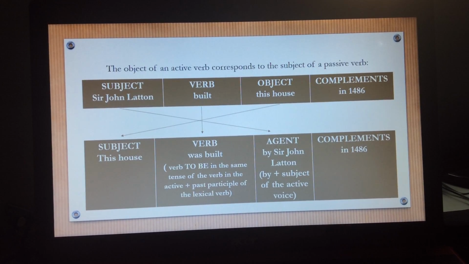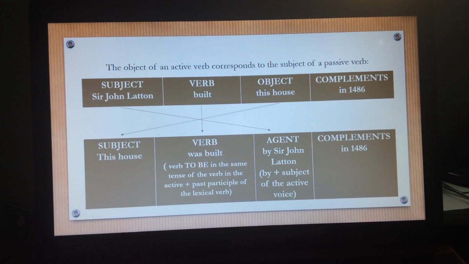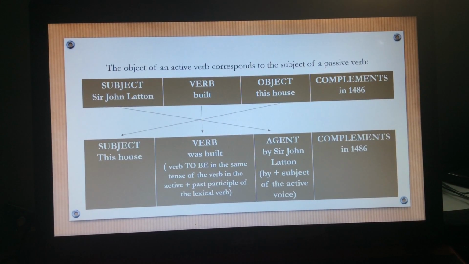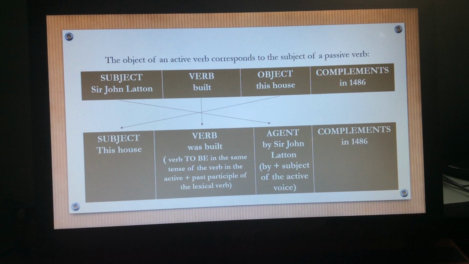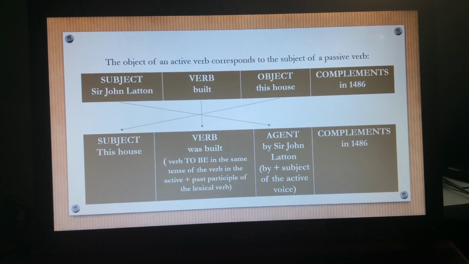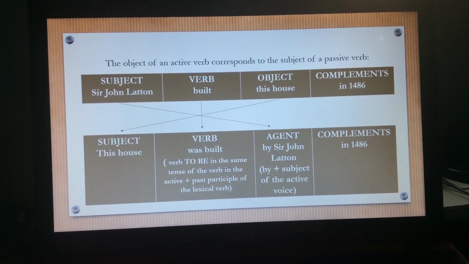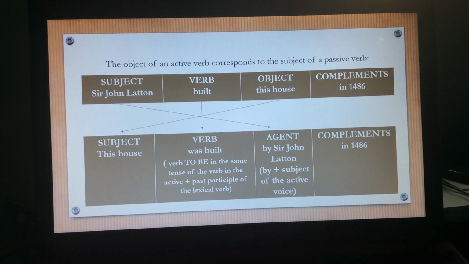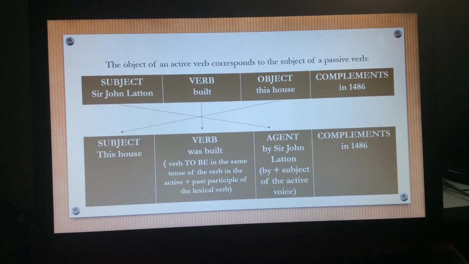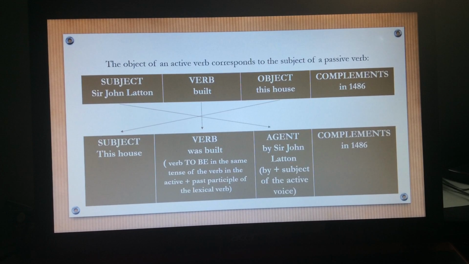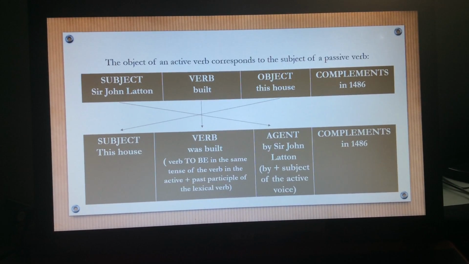This is the typical transformation of any active sentence into a passive one. The object of an active verb corresponds to the subject of a passive verb. Let's consider this example. Sir John Latton built this house in 1486. This house, the object of the active sentence, becomes the subject of the passive one. This house, and then I have to transform the verb into the passive.